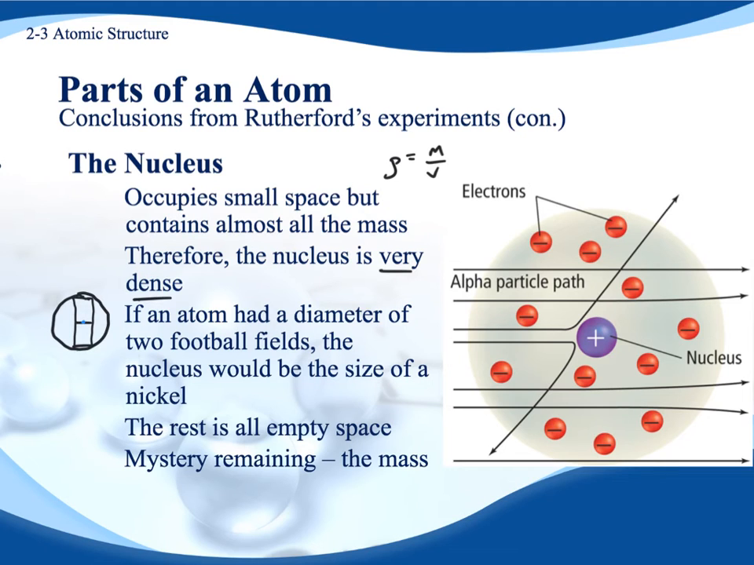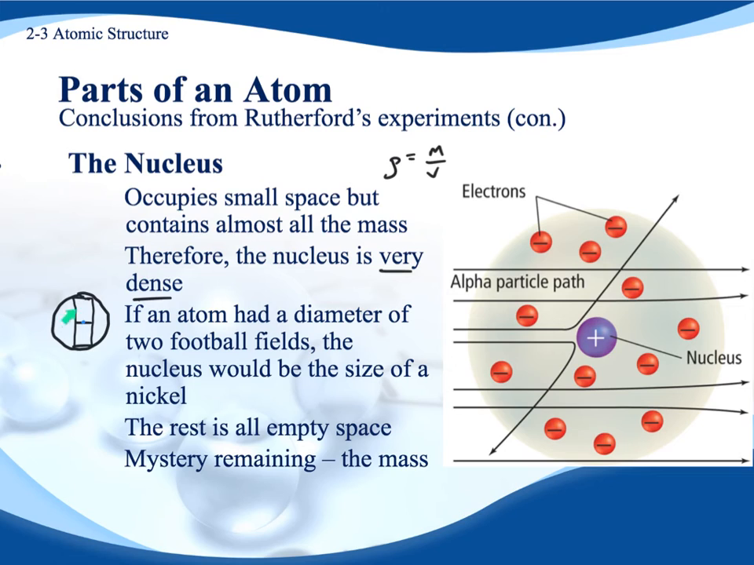What else do we know about it? Well, if an atom had the diameter of 2 football fields, so 600-foot diameter here, let me sketch this out to show you, the nucleus would be the size of a nickel. So imagine if you took 2 football fields from end to end and then drew a circle with that diameter, the nucleus would be sitting here in the middle of all of that. It would be the size of a nickel. So imagine you've got 300 feet this way, 300 feet this way, and all the way around in a circle. A single nickel in the middle of that would be the size of the nucleus.